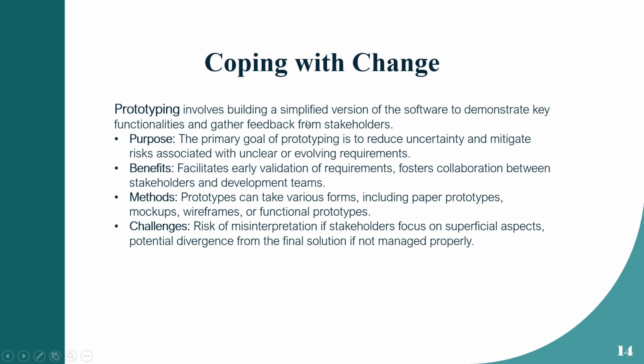Prototyping involves building a simplified version of the software to demonstrate key functionalities and gather feedback from stakeholders. Purposes. What are the purposes of this? The primary goal of prototyping is to reduce uncertainty and mitigate risks associated with unclear or evolving requirements. Benefits: what are the benefits we get from coping with changes? It facilitates early validation of requirements and fosters collaboration between stakeholders and development teams.